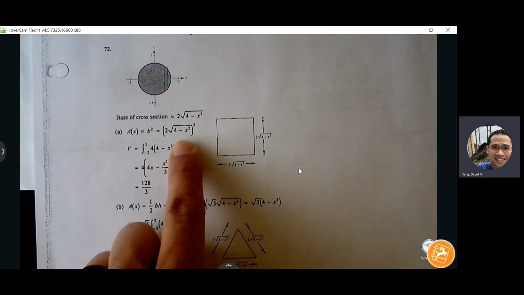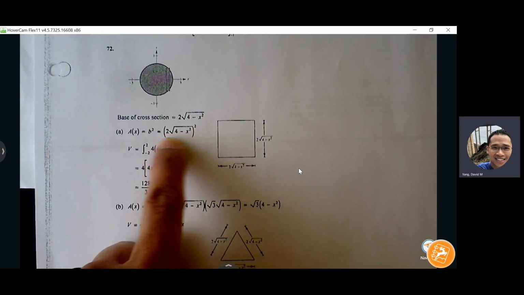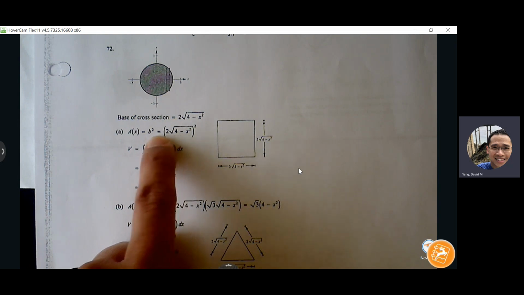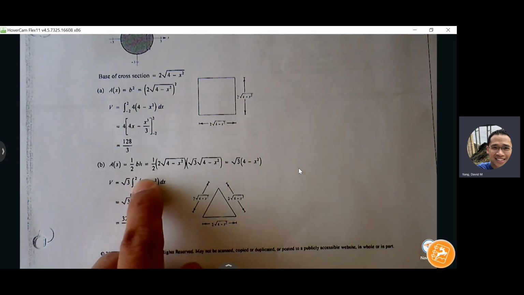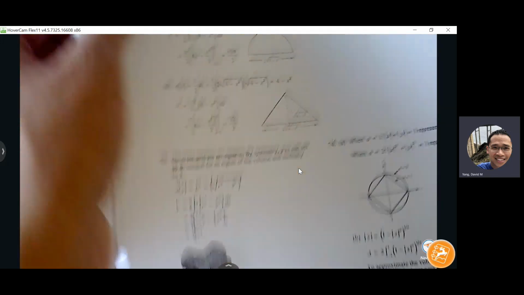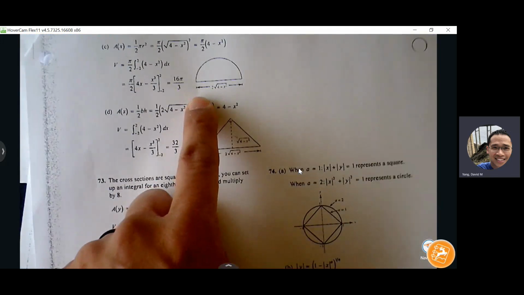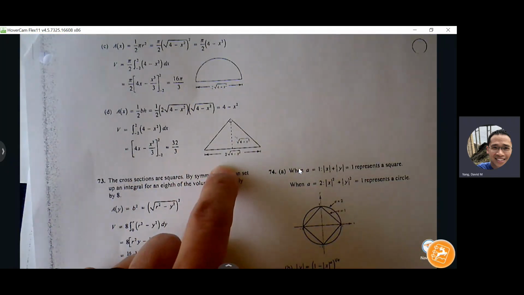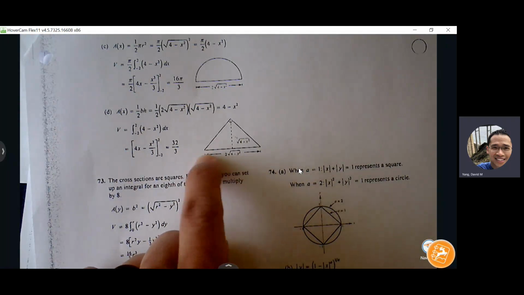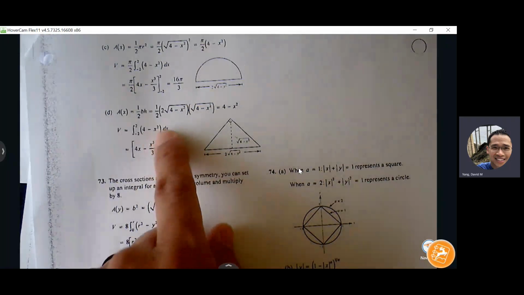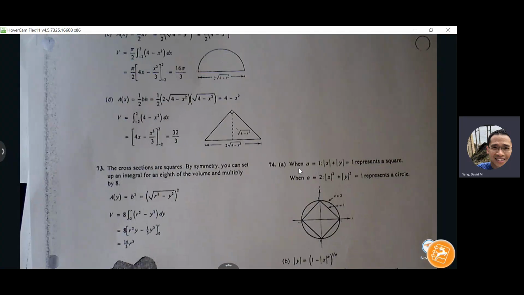Right. So we have area, square, which is base squared. You have equilateral triangle, which is root 3 over 4 base squared. You have a semicircle, which is pi over 8 base squared, and then you have isosceles triangle with hypotenuse on the base, which is 1/4 base squared.